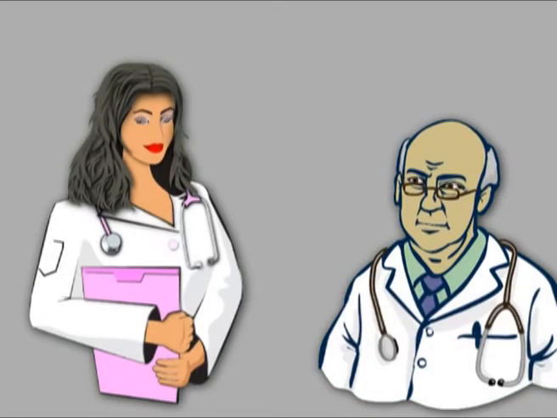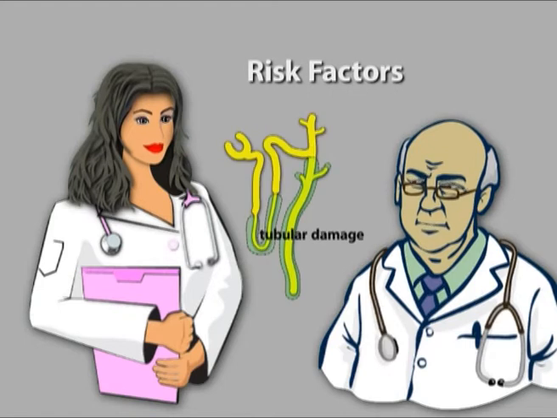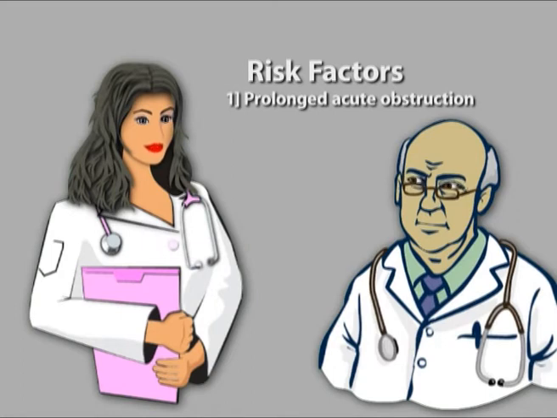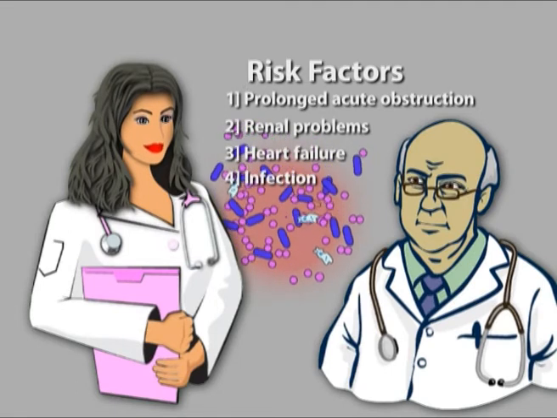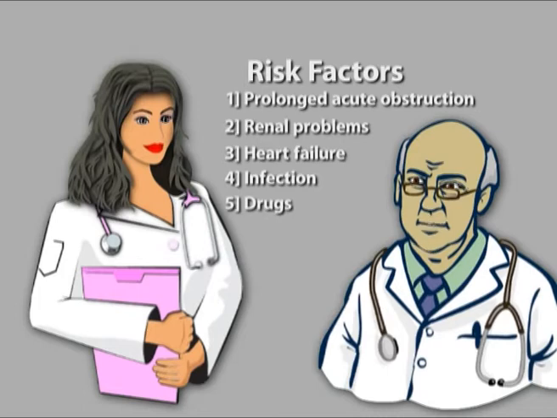Now, Louise, we also need to be mindful of the risk factors that might predispose our patient to the pathological state, notably anything that might contribute to tubular damage. So, a prolonged acute obstruction will be of greater risk than one that is rapidly relieved. Yes, and pre-existing renal problems or heart failure may also be relevant. I guess coexisting infection must be of huge importance. Indeed, and certain drugs can be of concern.